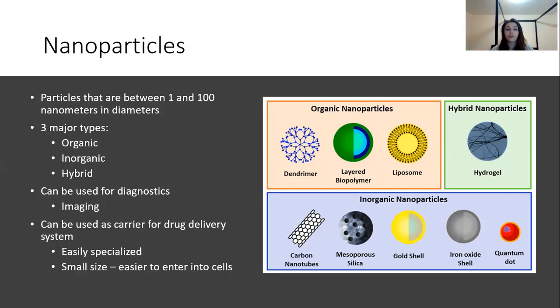And nanoparticles can be used for diagnostics, such as imaging. They've been used in MRIs and CAT scans to increase the imaging and help doctors see where different tumors and masses lie and help define the edges easier. And they can also be used as a carrier for drug delivery systems because they're easily specialized, which means there's many different components. You can change the size, the shape, things like that. And they're very small, so they enter into cells easier, especially with tumors.